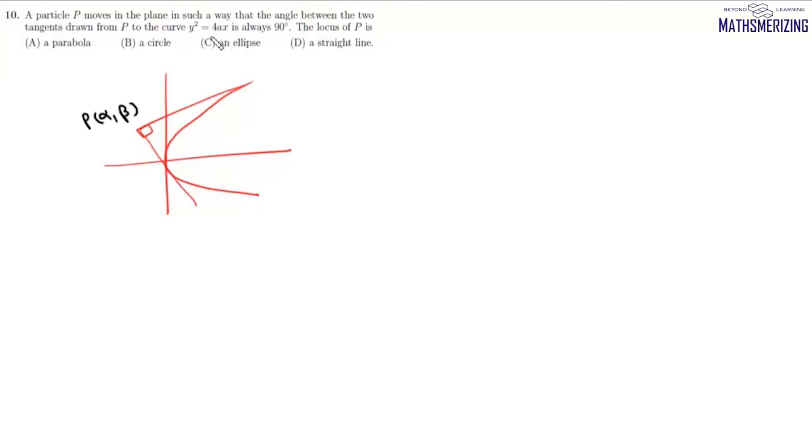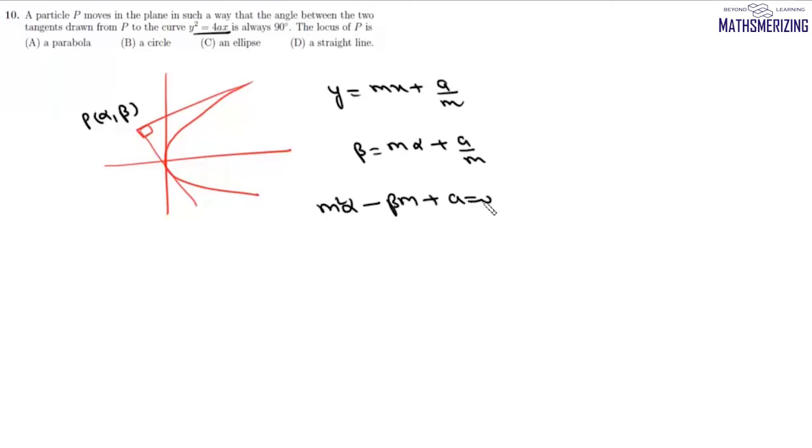Now we know that for this parabola, the equation of tangent is given by y equals mx plus a by m. And this tangent passes through the point alpha, comma, beta. So we can write beta equals m alpha plus a by m, or m square alpha minus beta m plus a equals 0.